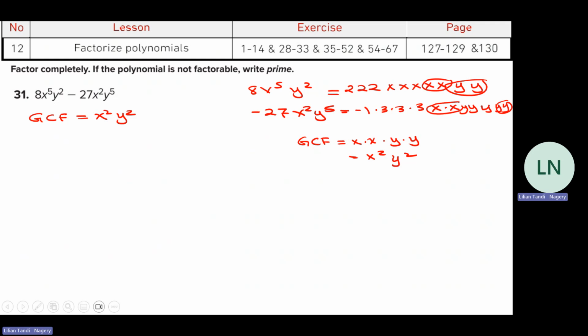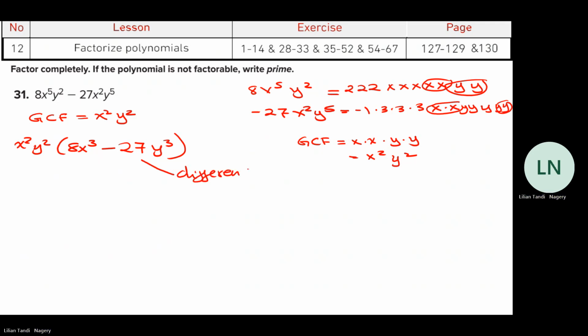All right. X squared y squared. This remains 8x cubed. And here you remain with 27y cubed. And this is a difference of cubes. How do I know? 8 is a perfect cube, 27 is a perfect cube, x cubed is a perfect cube value, and y cubed is a perfect cube value.